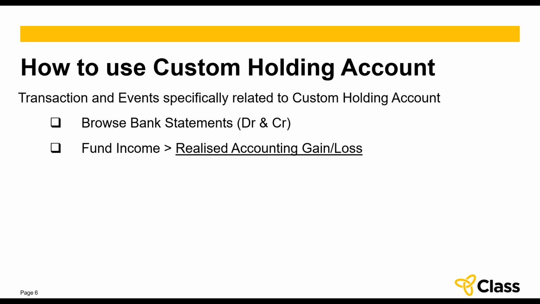But there are specific transactions related to custom holding account. One of them is the fund income realized accounting and gains loss event. That event allows you to record both the accounting gains or losses as well as the capital gain or losses. And we'll go through an example when we drill down to the case study.